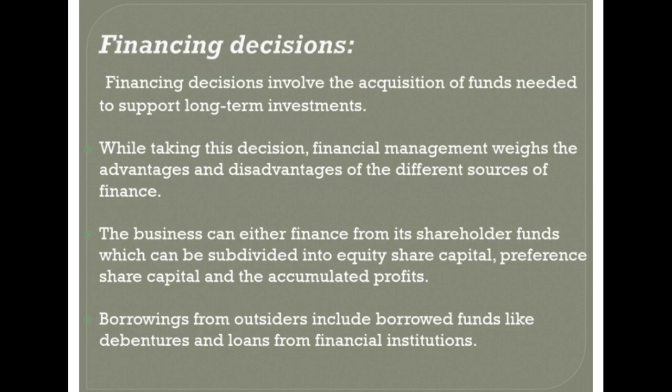Second is your financial decision. Now the financial decision again deals with the procurement and allocation of funds. The financial decision involves the acquisition of funds, from which sources you should acquire funds for long term investments. And while taking this decision, financial management weighs the advantages and disadvantages of various sources of finance. You have to first evaluate from which source you have to procure or acquire funds, so that it is advantageous for the organization.